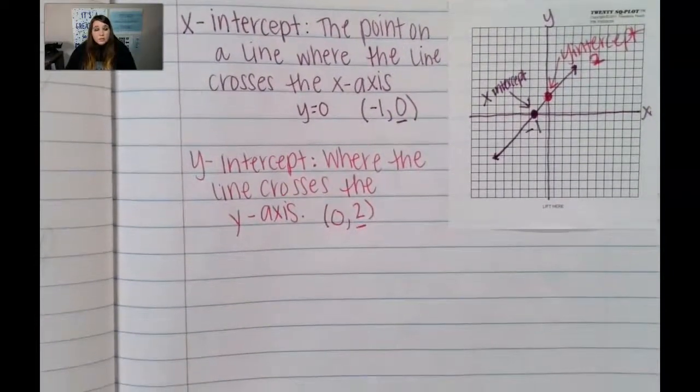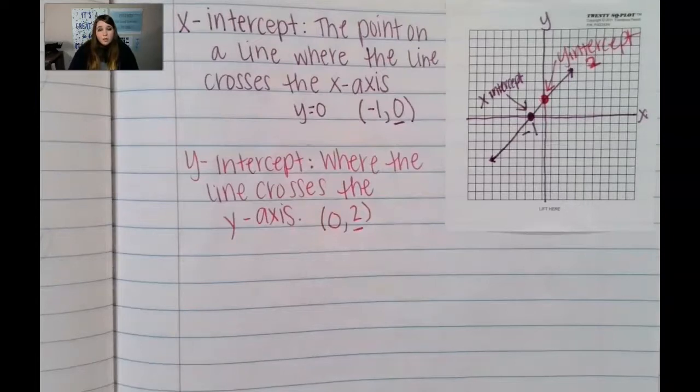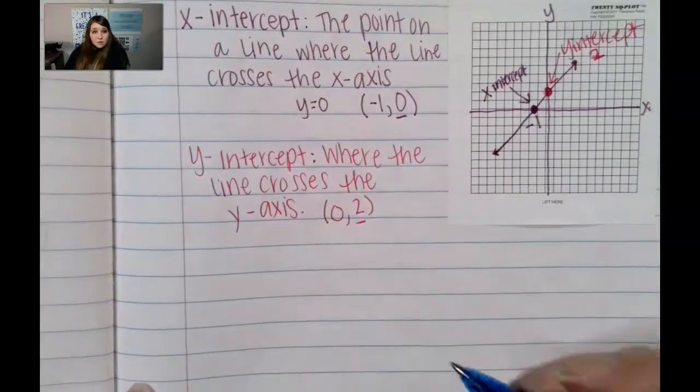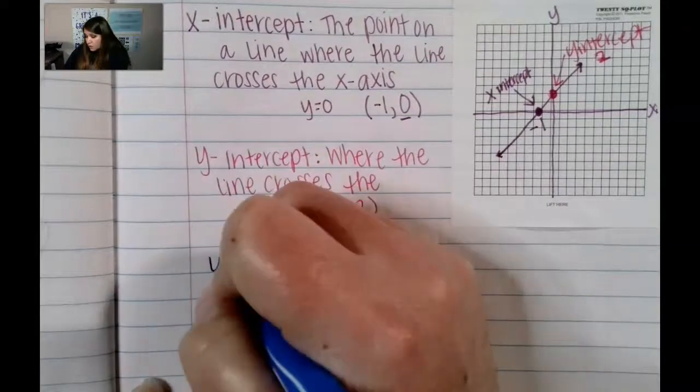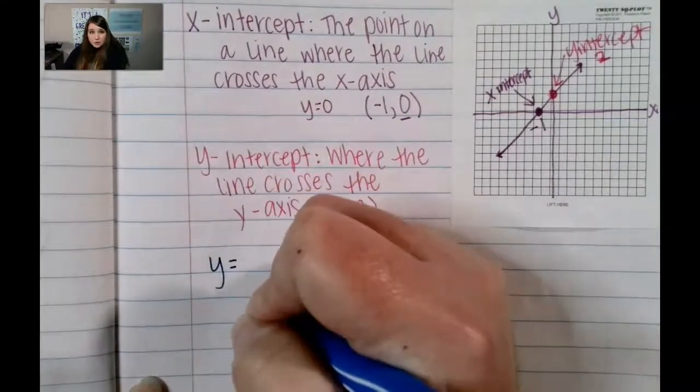The one that we're going to be worried about the most when we look at our equation, sorry that my dog was making so much noise. The one that we're worried about the most in our equation is going to be where the y-intercept is.